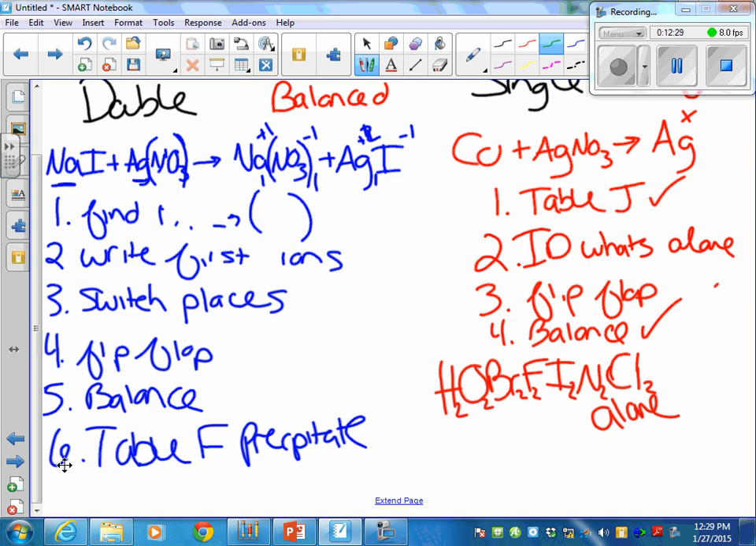So for example, OH minus hydroxide is insoluble. That means I'd circle it, except, and that's in that 4th column, when it's with group 1, when it's with calcium, strontium, or barium, okay? So then I wouldn't circle it if it was that exception. Table F is a little bit confusing, okay? But it's not impossible if you take your time and you read it.